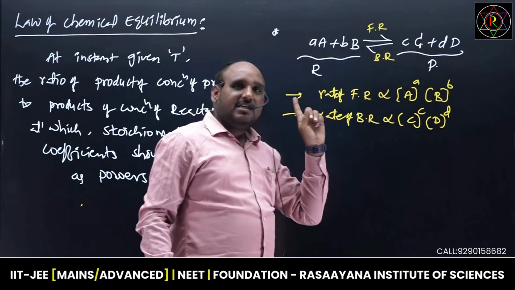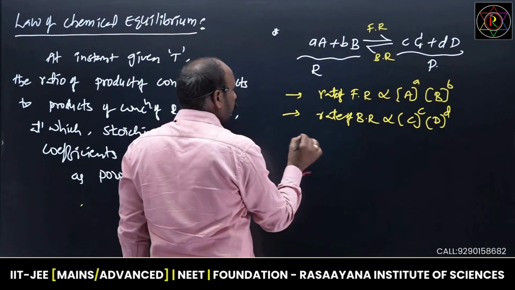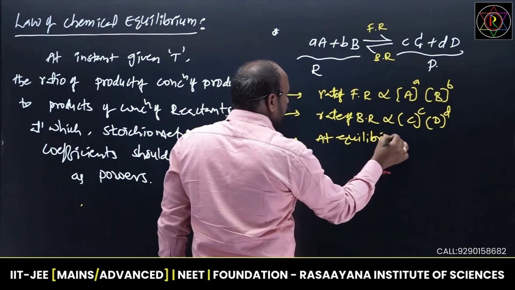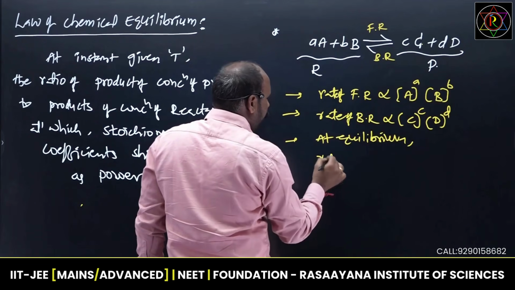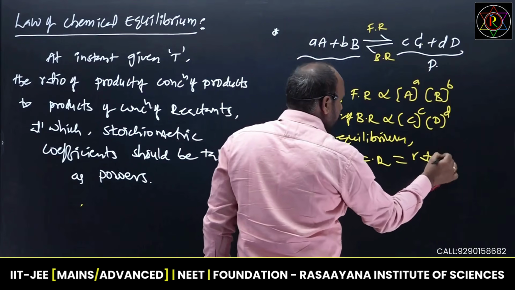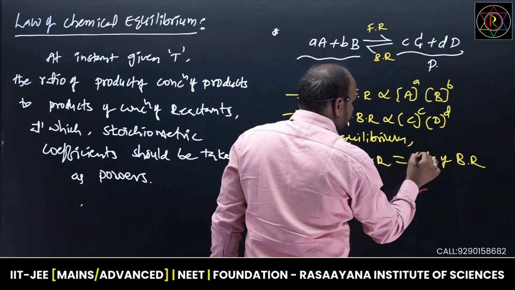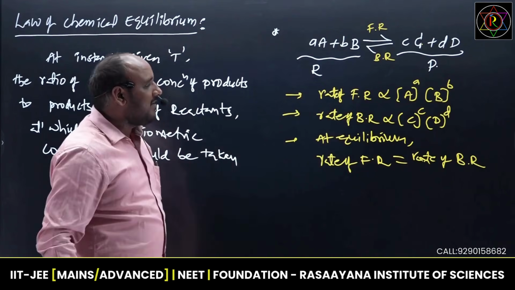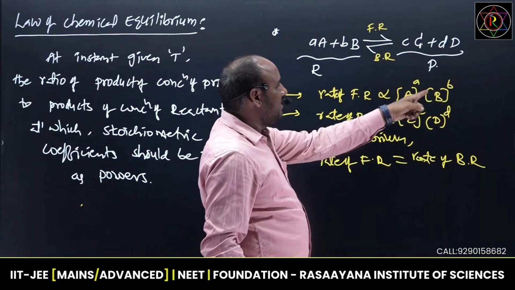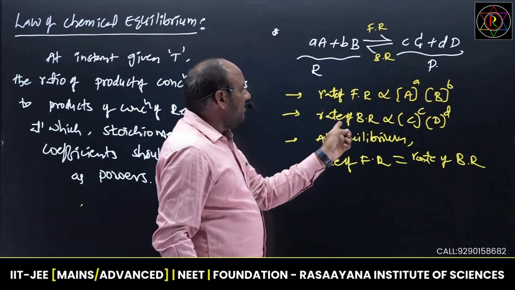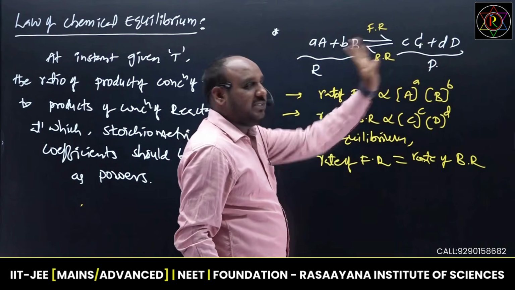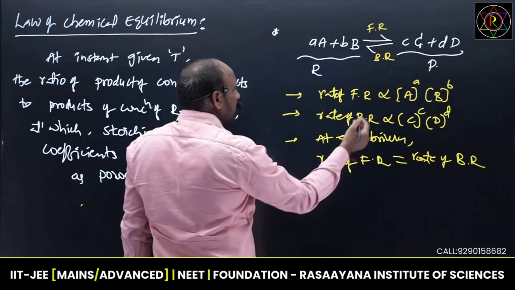So whatever the condition is at equilibrium, at equilibrium the rate of forward reaction is equal to the rate of backward reaction. What is the rate of forward reaction? That is directly proportional to the active mass of the reactants. Then the rate of the backward reaction is directly proportional to the active mass of C and D, right? So therefore we have to write the rate of forward reaction.